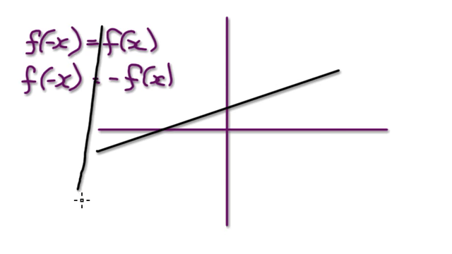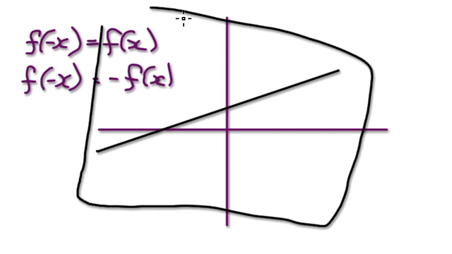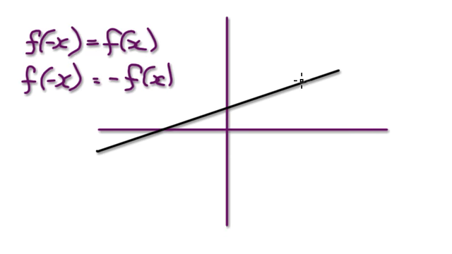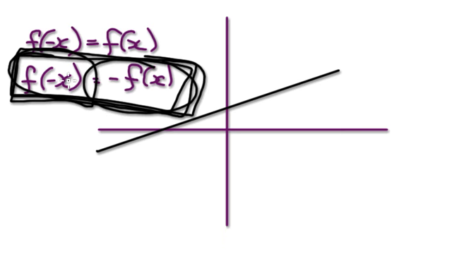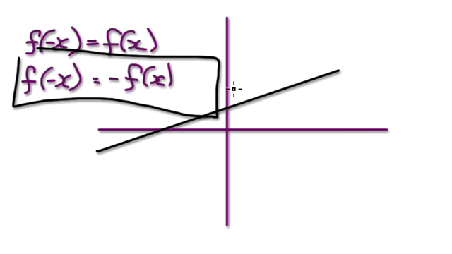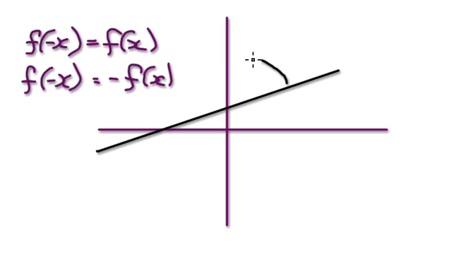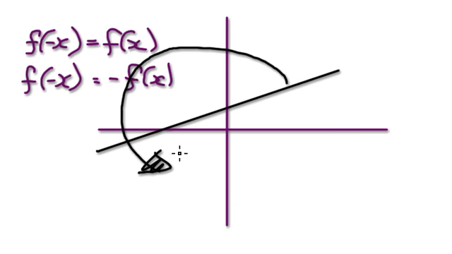But when it comes to doing it graphically, try and visualize rotating this 180 degrees. Okay, so rotating it 180 degrees is the same as you doing this. So when you come to decide if it's an odd function, rather than doing this, try to rotate it 180. I know it's quite hard to do, but you just got to use your imagination.